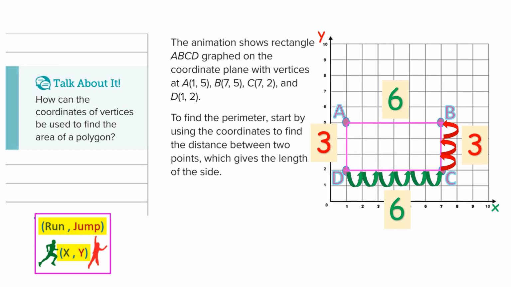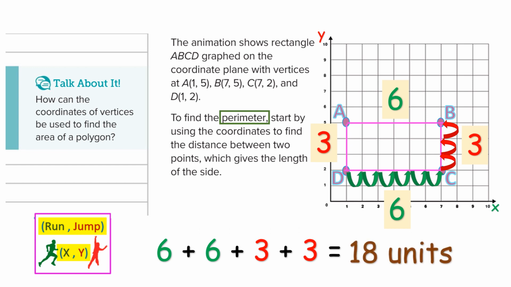The perimeter means I'm going to find the distance all the way around. So I have to add all of those together. 6 and 6 is 12, plus 3 is 15, plus 3 is 18. So I see that I have 18 units. If they don't give me a unit of measurement like inches, feet, miles, yards, then I use the term units because it can represent anything, but I still need a label.